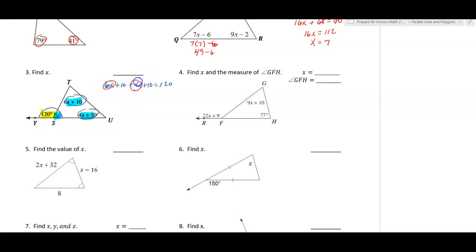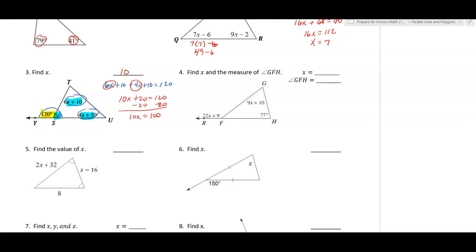So solve this by combining the like terms. 10x plus 20 equals 120. Subtract the 20. 10x equals 100. Divide by 10. x is equal to 10.